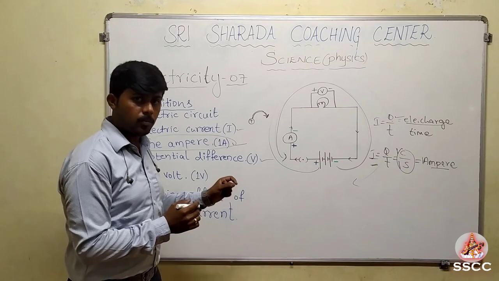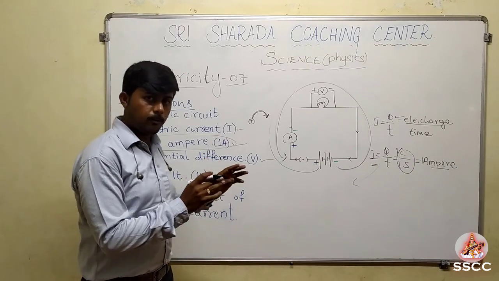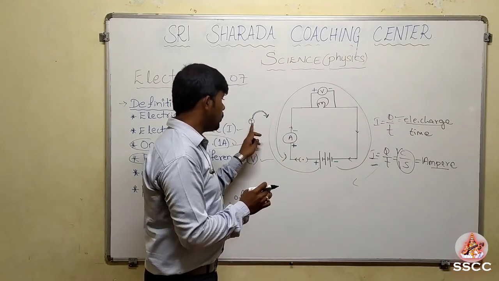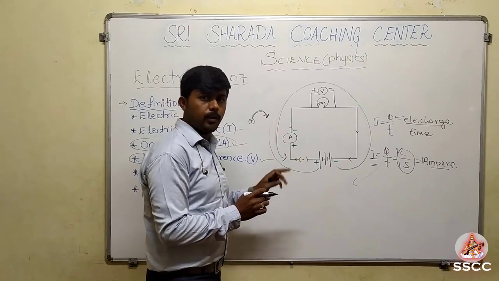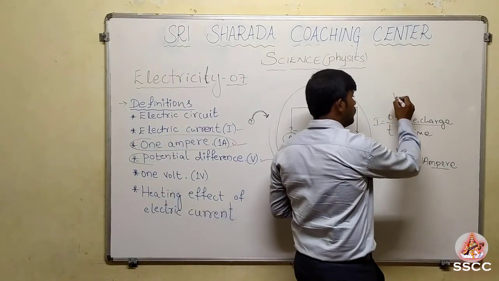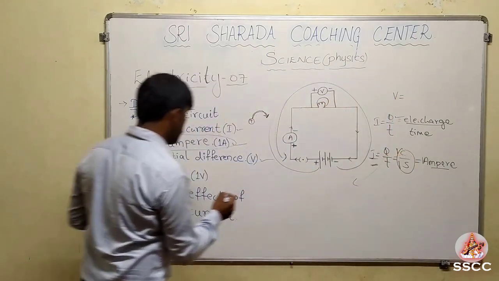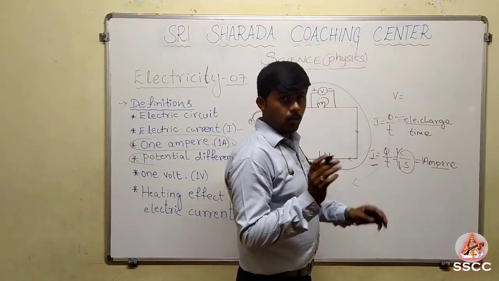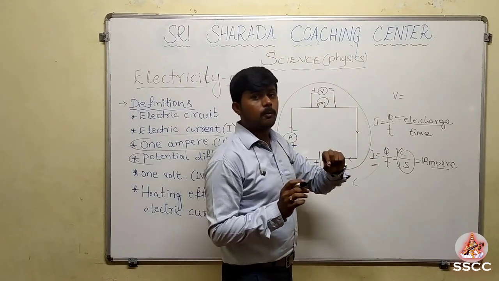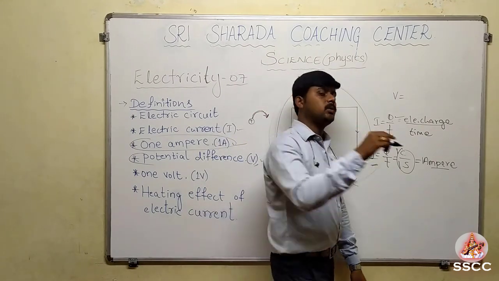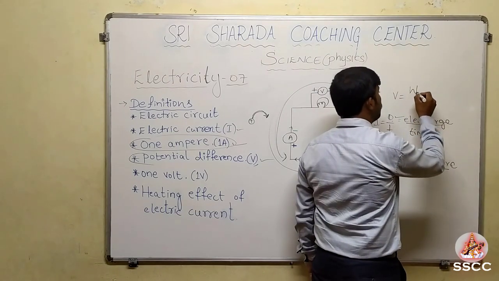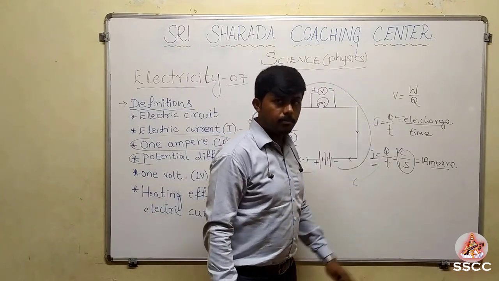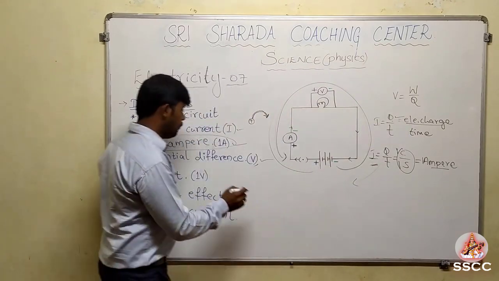How to write the mathematical form of potential difference? Observe the definition. It is the amount of work done in carrying a unit positive charge from one point to another point. We denote potential difference by the capital letter V. V is equal to, as the definition says, the amount of work done in bringing a unit positive charge, so we can write W divided by Q. V is equal to W divided by Q is the mathematical form of potential difference.